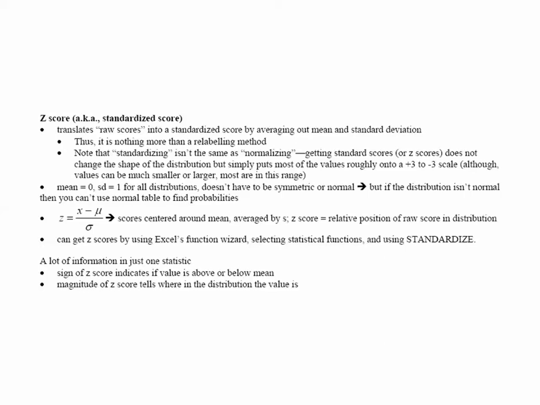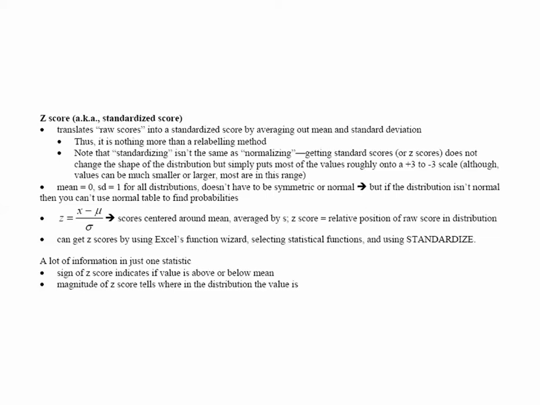The standard normal distribution has a mean of 0 and a standard deviation of 1 for all distributions. It doesn't have to be symmetric or normal, but if the distribution isn't normal, then you can't use normal tables to find the probabilities, and we're going to discuss that in a minute.